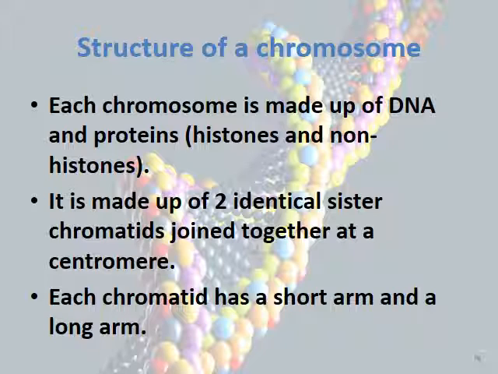They are joined together at this constricted region, which is called the centromere, which is the site of attachment of two sister chromatids. These two sister chromatids, they are attached in the middle. This is called centromere. Each chromatid has a short arm. As I said, short arm is called the P arm, and long arm is called the Q arm.